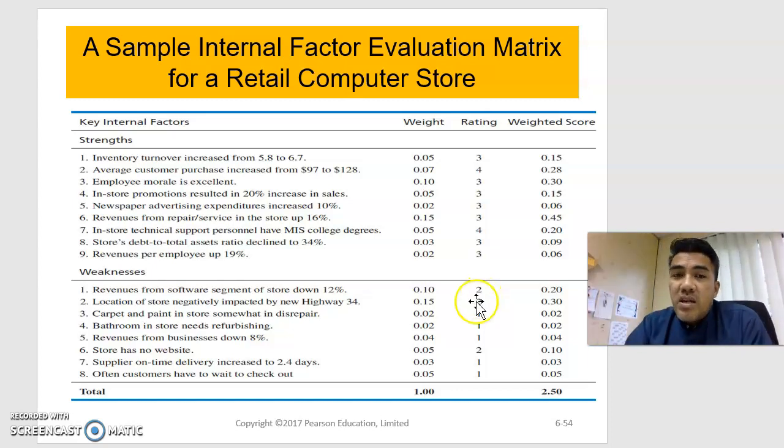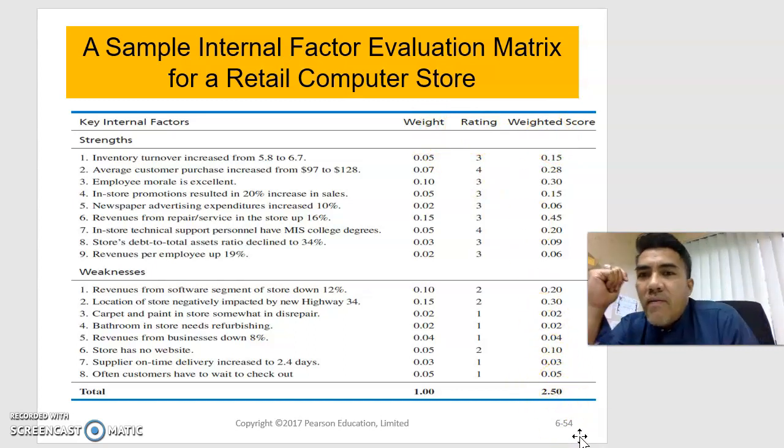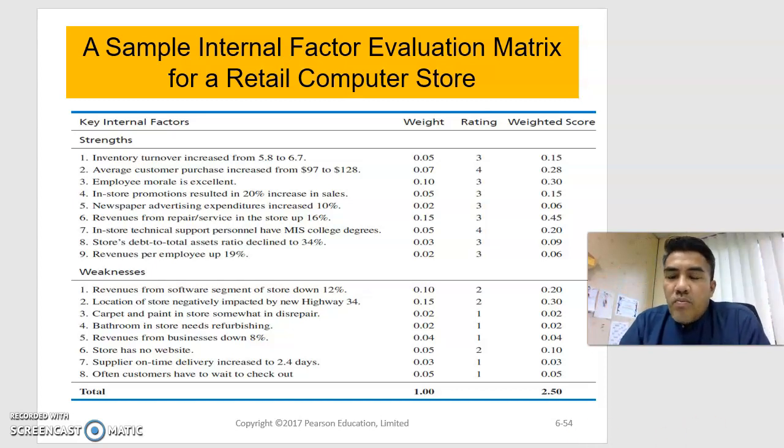So you still need to do the same thing: identify the strengths and weaknesses. If possible, arrange them according to the weight, so it is much easier for you to put on the weight. And make sure that when you add all of the weights, it comes to 1.00. Then you put on the rating 3 and 4 for the strengths, and 1 and 2 for the weaknesses, and then you multiply the weight and the rating, and this will give you the total weighted score for the IFE matrix. So that would be the end of the lecture for this particular chapter.